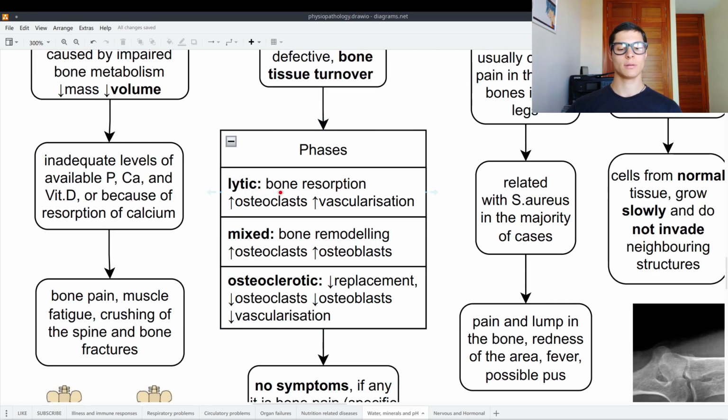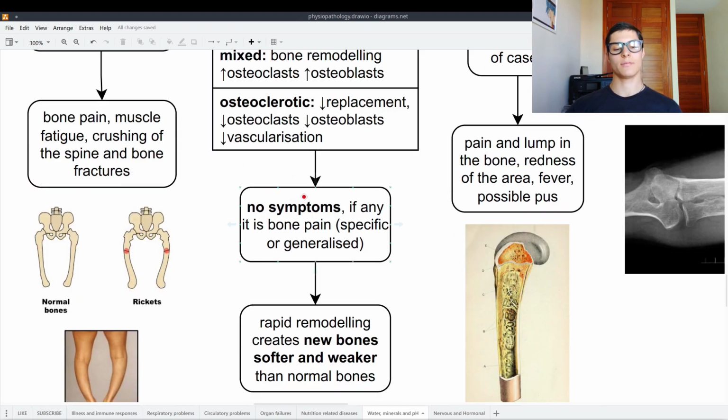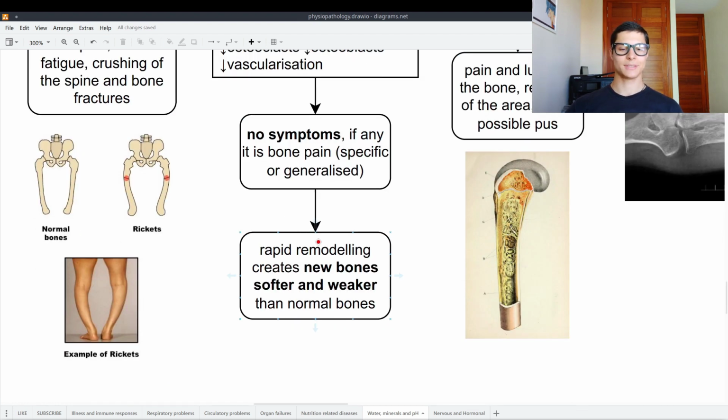Phases. We have the lytic one: bone resorption, high osteoclasts, the ones that degrade the bone, and higher vascularization. Mixed: bone remodeling. So higher osteoclasts, a lot of degradation, but also high osteoblasts, the ones that create the bone. And then we also have the osteosclerotic phase, when there is low replacement, lower osteoclasts, lower osteoblasts, and lower vascularization. There are no symptoms, and if any, it is bone pain. It can be specific or generalized. Again, this disease is the rapid remodeling that creates new bones softer and weaker than the normal ones.